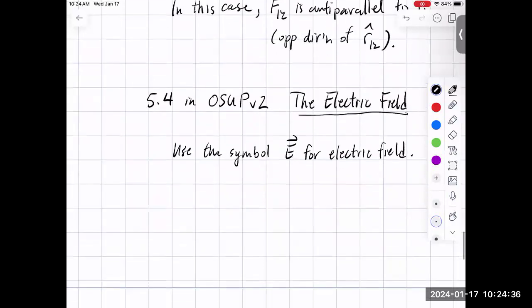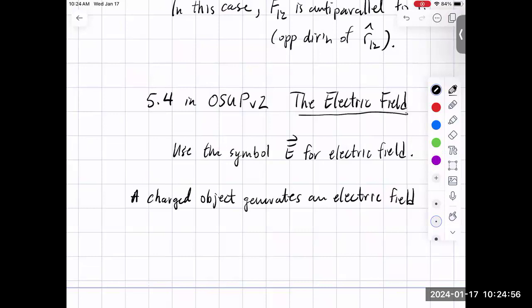All right, so the idea is that a charged object generates an electric field that exerts forces on other charges.